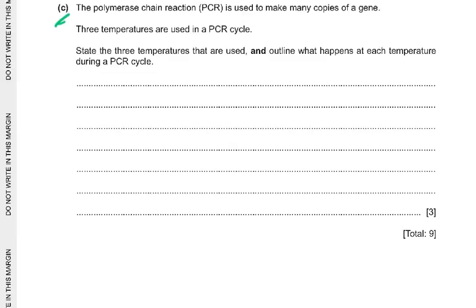Part C of the question is a direct question. The PCR, polymerase chain reaction, is used to make many copies of a gene. State the three temperatures used in a PCR cycle and outline what happens at each temperature during a PCR cycle. Now, it's very simple. 90 to 98 degrees Celsius, DNA denatures or the strands separate. 50 to 65, primers bind to the base pairs, or you say anneal to the DNA. And 68 to 75, then you use the Taq polymerase or the DNA polymerase, which makes the new strand of DNA.